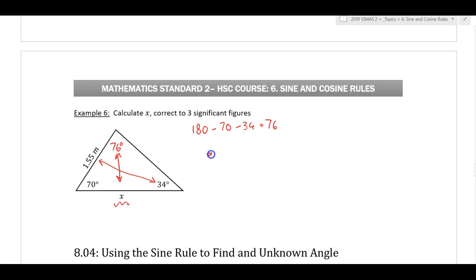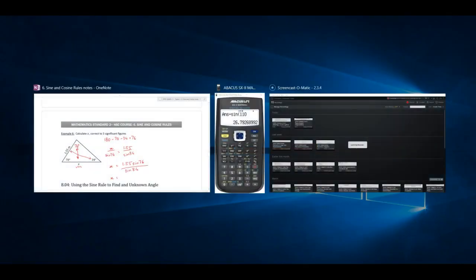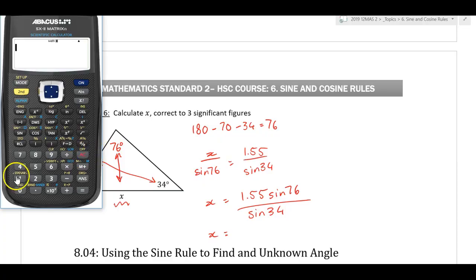So, x over sine 76 equals 1.55 over sine 34. x is 1.55 sine 76 over sine 34, which is, to three significant figures, thank you calculator, 1.55 times the sine of 76 divided by the sine of 34 equals, now three significant figures, is 2.69.